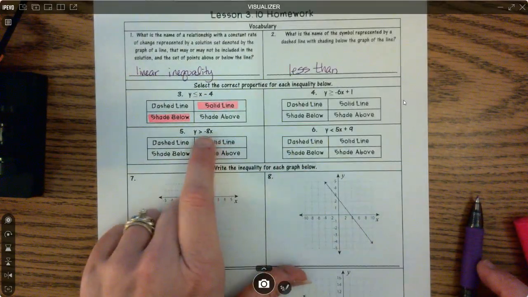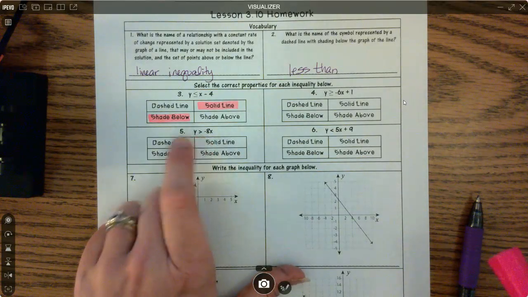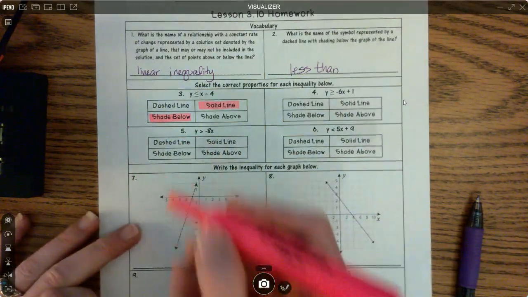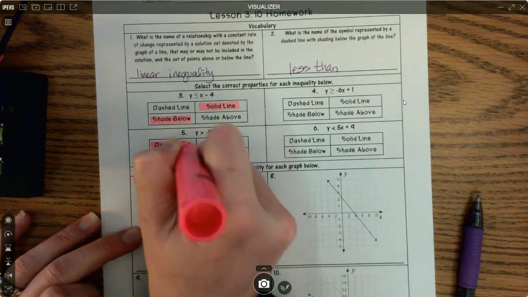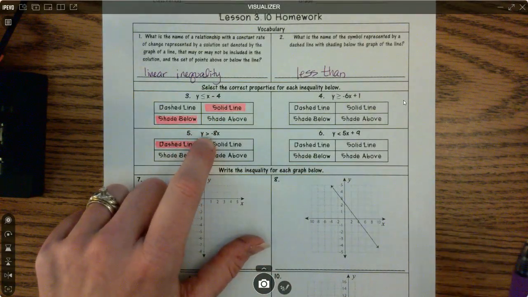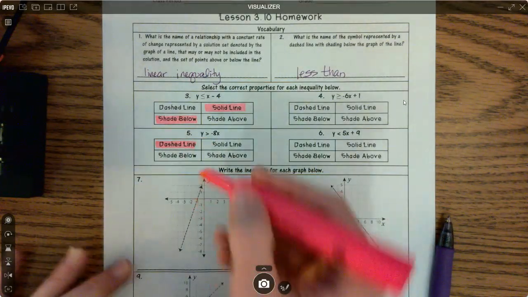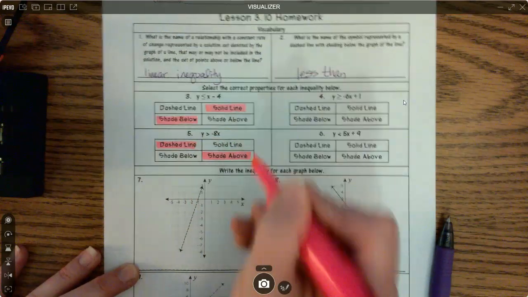Okay, so then let's look at this one. So this one, there's no line underneath. So that means it's going to be a dashed line. And then in this case, y is greater than. So if y is greater than or alligator's eating the y, you're going to shade above.